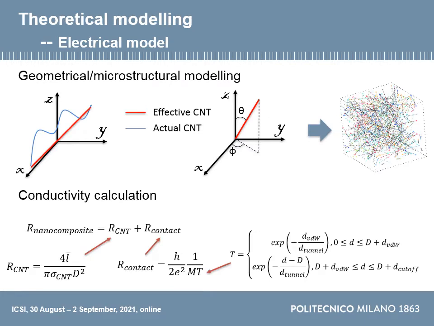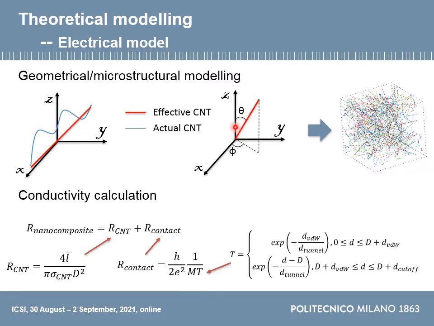First of all, I'd like to introduce our electric modeling process. As we know, the actual CNT without any alignment process will look like this inside the polymer materials, with waviness along the CNTs. In this modeling process, we will use an effective CNT to replace the actual CNT, which connects the beginning and end points of the actual CNT. In this way, the wavy CNT is simplified into an aligned CNT.